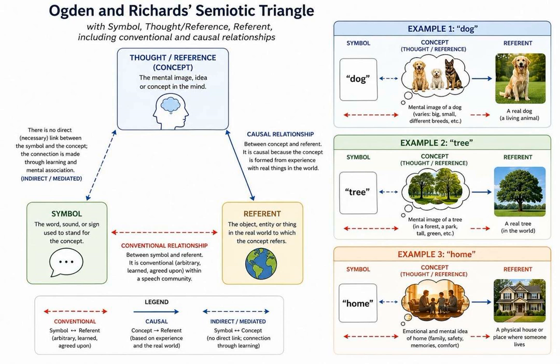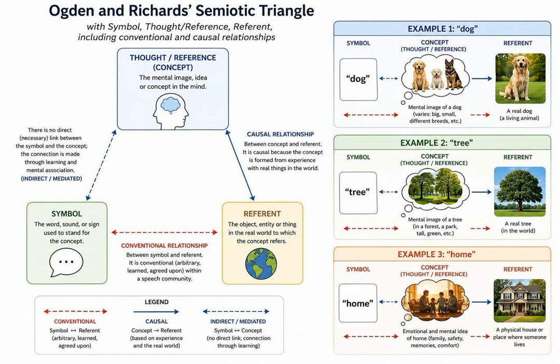Okay, here I have a more emotional example. Let's think about the word home. The symbol is the word home, but the referent could be a physical house. The concept is much deeper and more emotional. For some people, home means family, safety, memories, comfort. So here we can clearly see that meaning is not only physical, it's also mental and subjective.